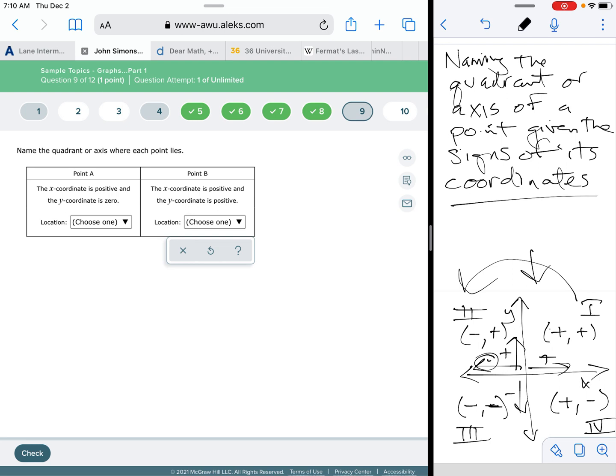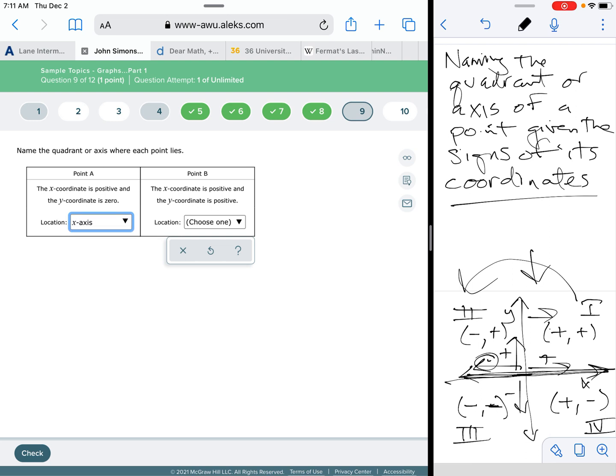And then point A says the x coordinate is positive, so we're somewhere to the right of the y-axis. And the y-coordinate is 0. Well, if the y-coordinate is 0, that means that it's somewhere along this. And I know that it's over this way. So in this case, it doesn't really matter how far over it is. If the y-coordinate is 0, that means that this thing lies on the x-axis, because that's where that puts us. The x-axis is the boundary for the positive and negative y values. Right? So we're going to say x-axis.